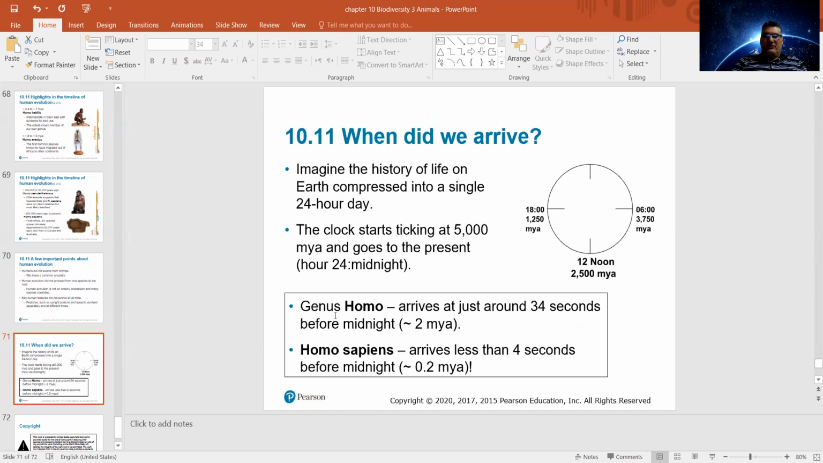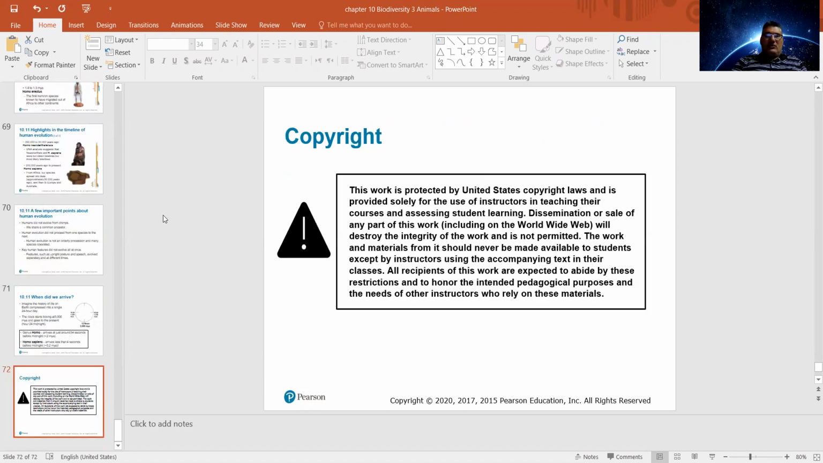When did we arrive? The genus Homo in general was about 2 million years ago. Homo sapiens was about 0.2 million years ago. And that's it for this chapter. This is the end of chapter 10, which is animals, which is biodiversity 3.